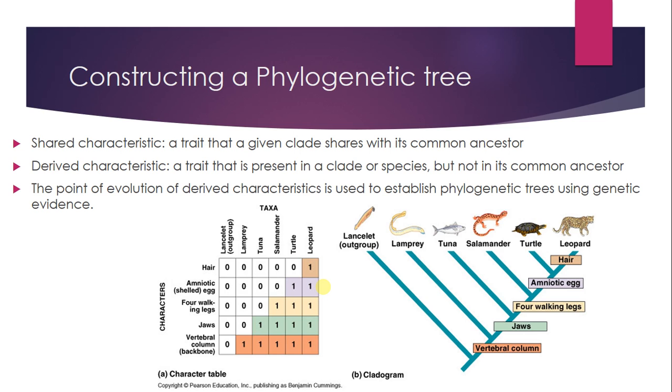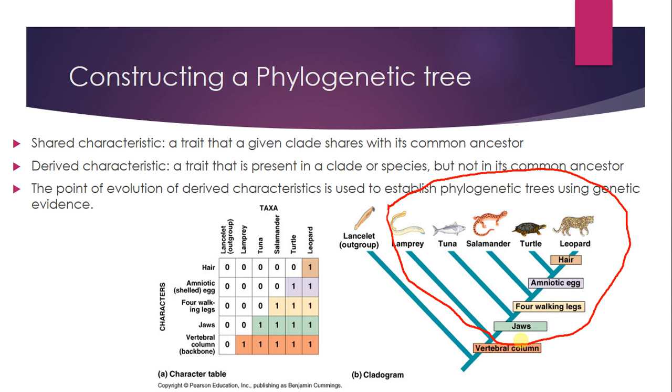So, how are we going to construct a phylogenetic tree? First, we construct a phylogenetic tree based on two things. One is shared characteristics. A shared characteristic is a trait that a given clade shares with its common ancestor. So, for example, if this was a clade here, I'm circling in red, a shared characteristic would be a vertebral column.